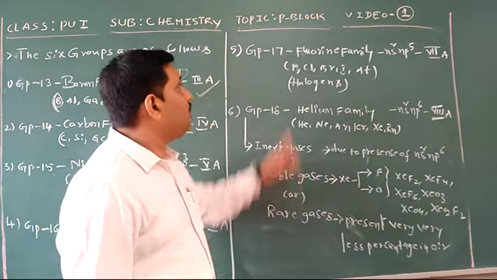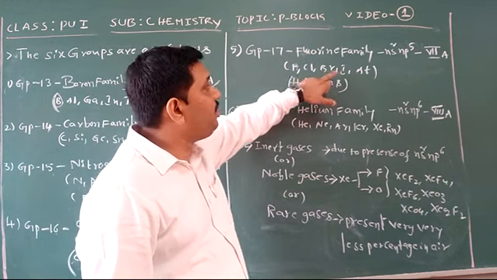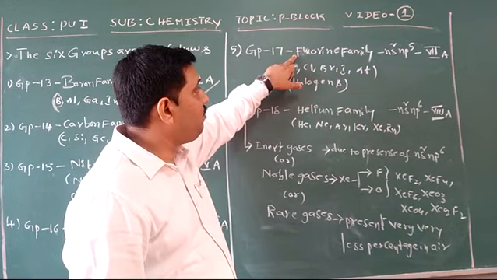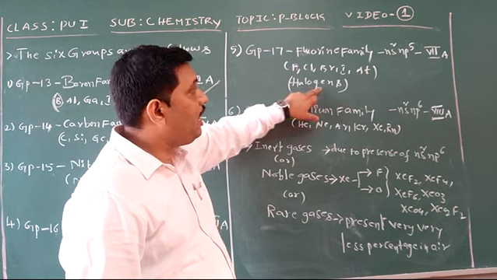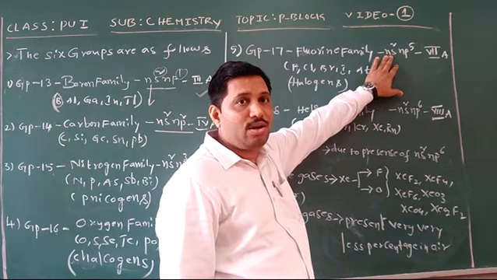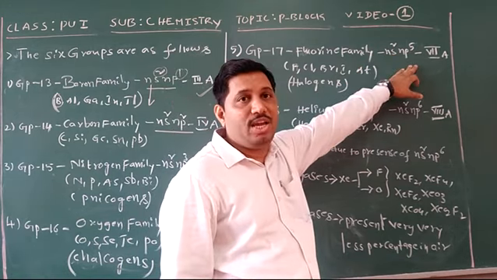Next, students, group 17. The elements present in this group are fluorine, chlorine, bromine, iodine, astatine. These elements are known as fluorine family because fluorine is the first element. These elements are also known as halogen family. The general valence shell electronic configuration is ns2np5, which is also known as 7th A due to the presence of 7 valence electrons.